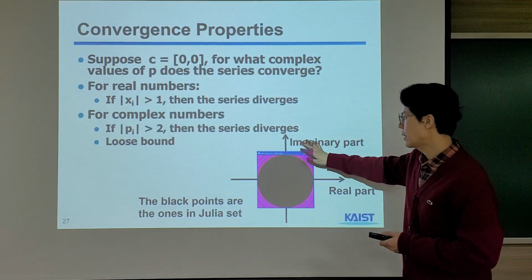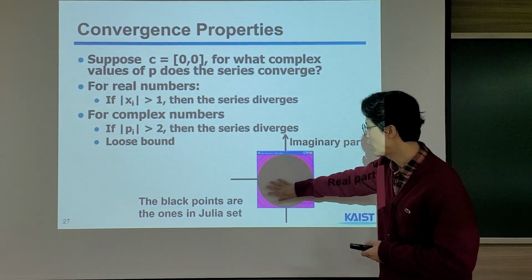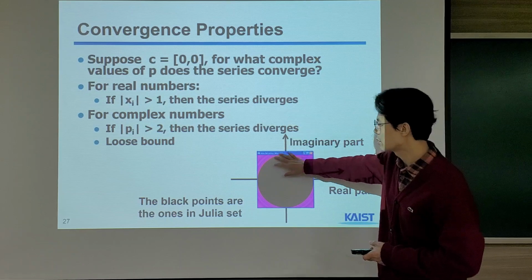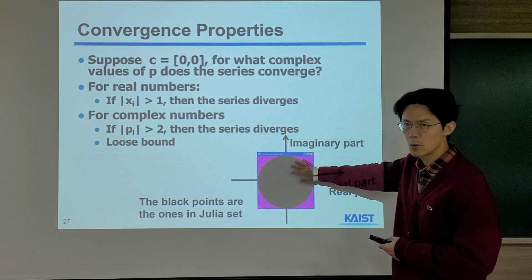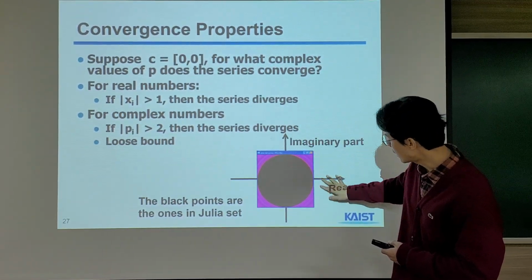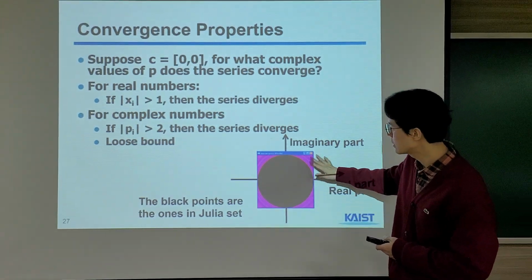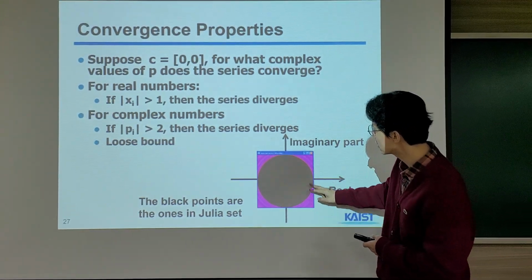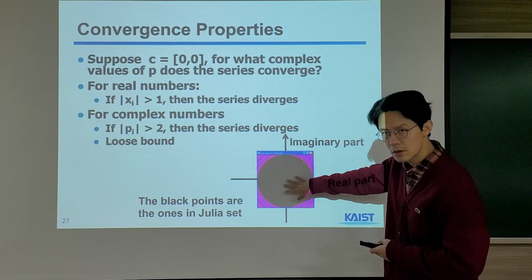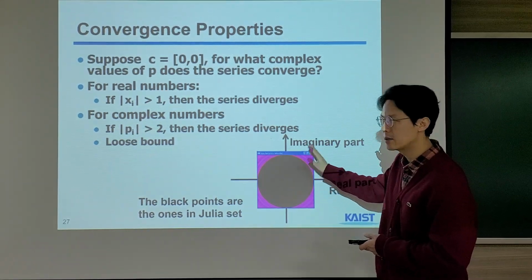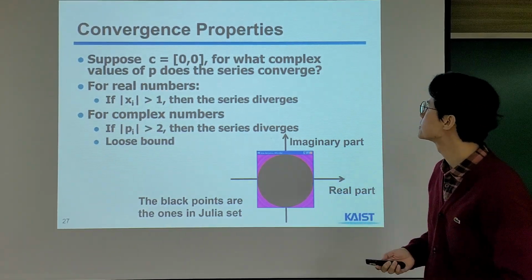So you can see that for the converged points, which are in the Julia set, we give the black color. For the others, which are not in the Julia set, we give some color, so we can see which ones are black and which are not.